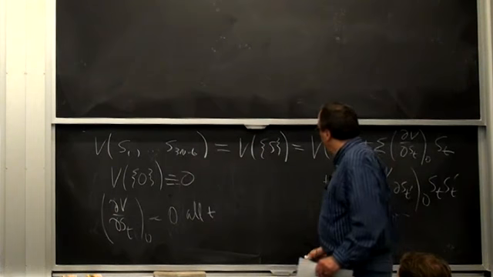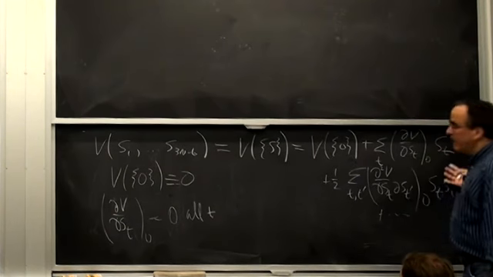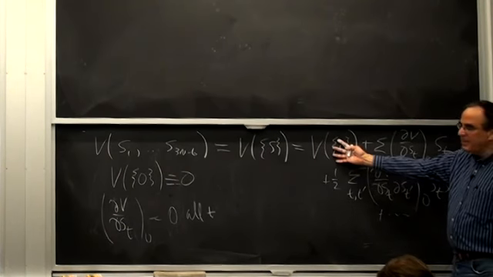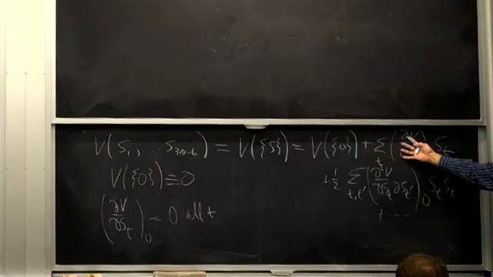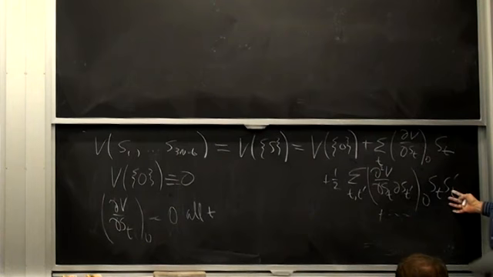Okay, so we're only going to keep the second derivatives. This is 0 by definition. This is 0 by finding the minimum. And this is all we've got left.